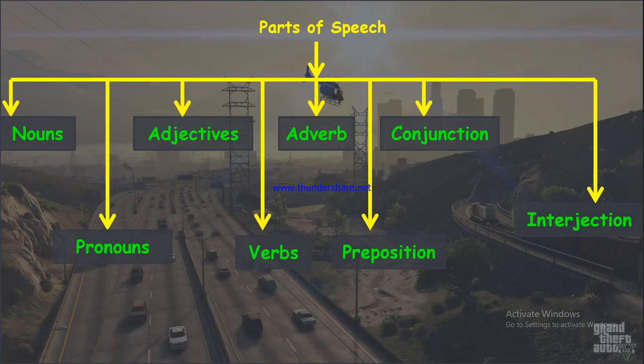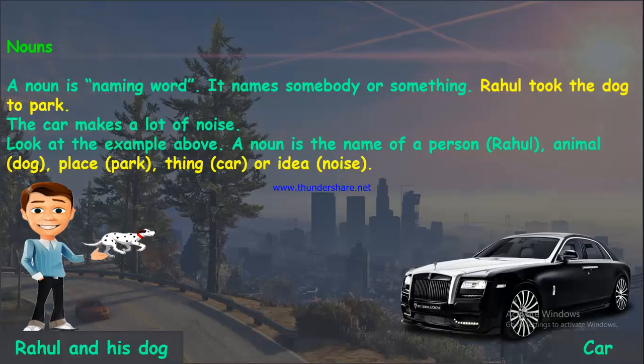Now in this chapter, first of all, our first topic is parts of speech. In parts of speech we will be studying nouns, pronouns, adjectives, verbs, adverbs, prepositions, conjunctions and interjections. Let's discuss them one by one. So what is a noun? A noun is a naming word. It names somebody or something.